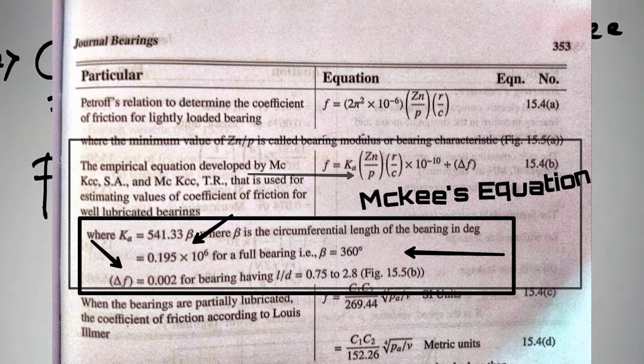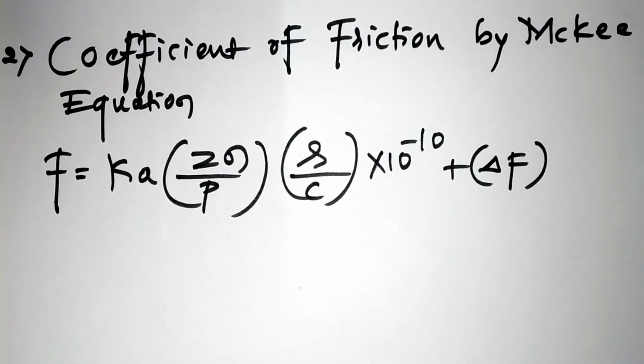The next one that we require in this equation is the value of delta F. The value of delta F again depends on the ratio of L by D, and it should be in the range of 0.75 to 2.8. In the problem the value of L by D is 1, so I can directly take the delta F value as 0.002. Now we will substitute these values in this equation.